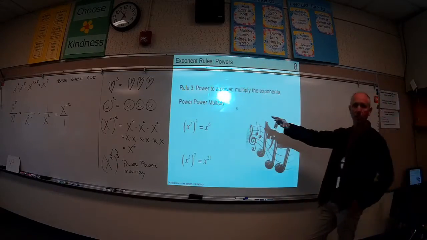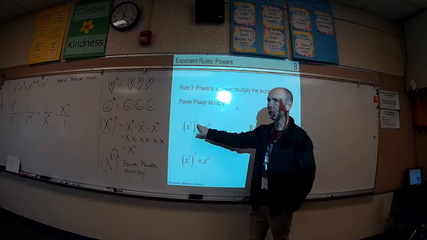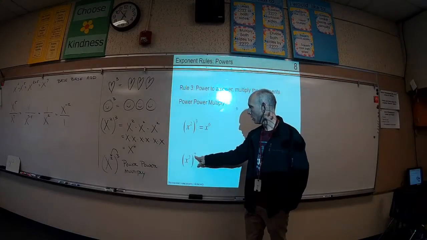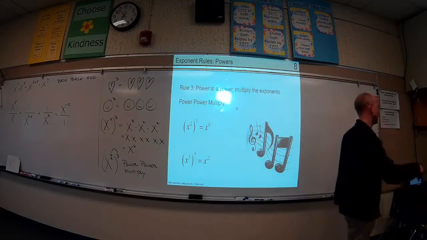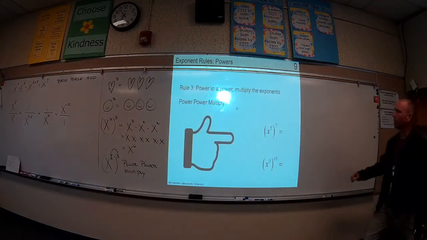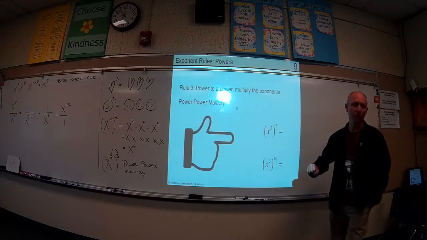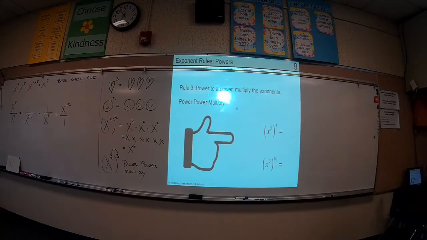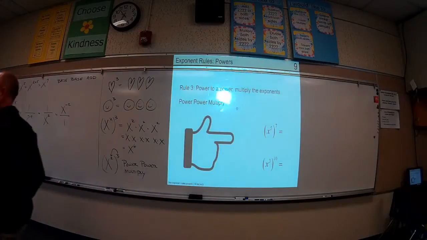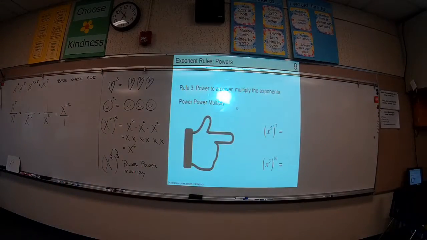So here's 2 examples. Power, power, multiply. This one's for you. X to the 5th to the 7th. What would that be? Give it to me on the whiteboard. Power, power, multiply. 5 times 7. That's all you got to do.